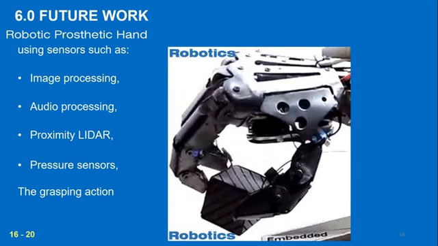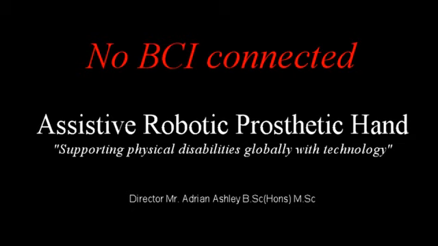Audio processing, listening to when the cup makes contact with the table following the cup placement by the robotic prosthetic hand. Proximity LiDAR sensor detects the distance of the object. Pressure sensors signal how tight the object is held.